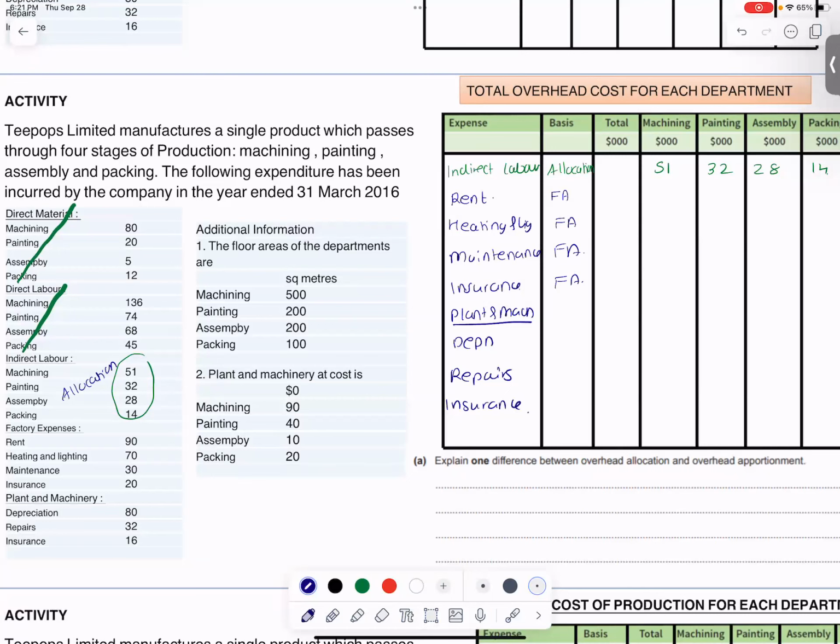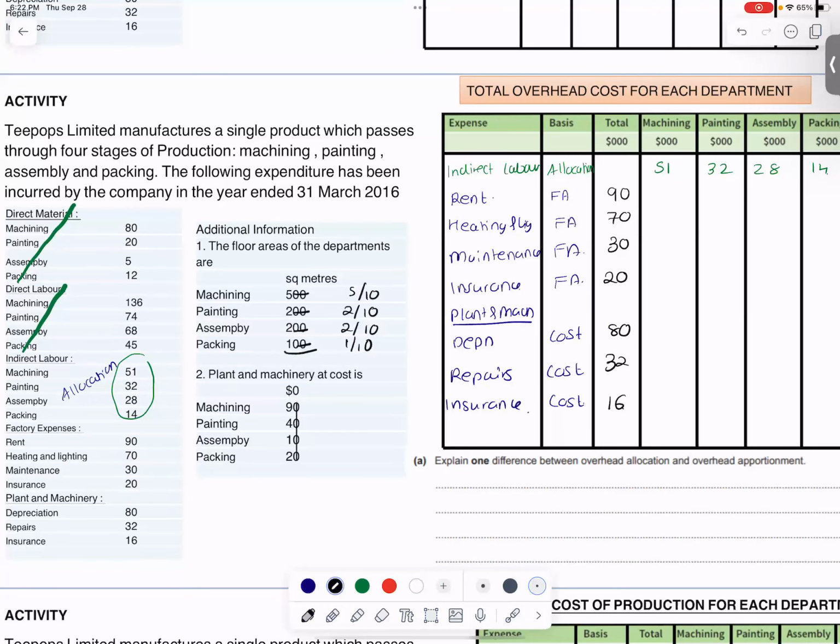For plant and machinery, what would be the costs? Total, I already know. 90, 70, 30, and 20. And here would be 80, 32, and 16. Now you have to just divide the expense. I'm just making the basis for you a bit simpler: 5 by 10, 2 by 10, 2 by 10, and 1 by 10.